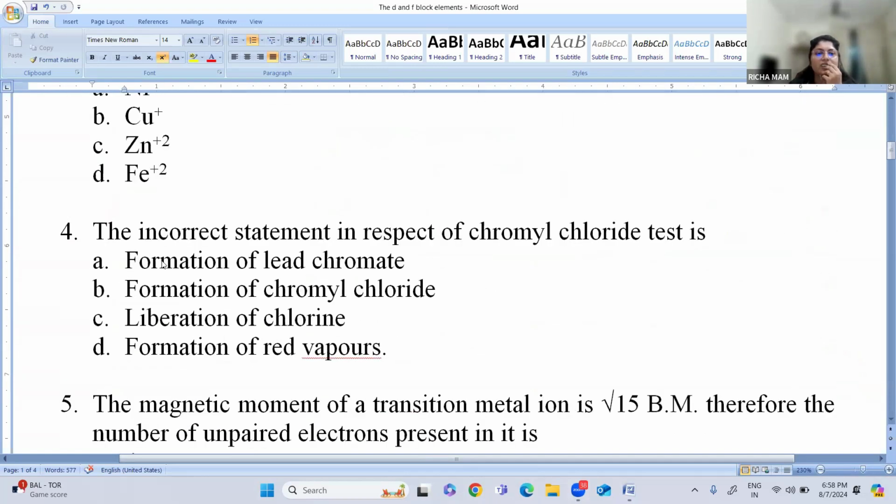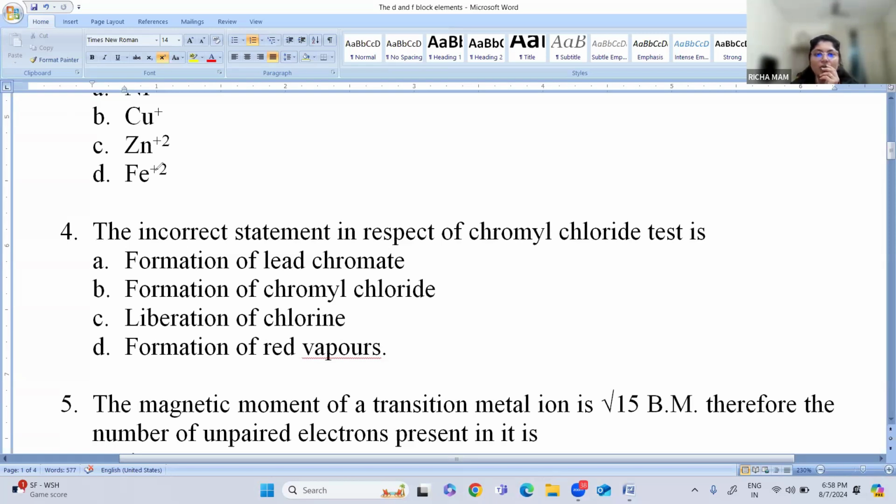Next question. The incorrect statement in respect of chromyl chloride test is: A, formation of lead chromate; B, formation of chromyl chloride; C, liberation of chlorine; and D, formation of red vapors. Okay, so you might have done this chromyl chloride test.